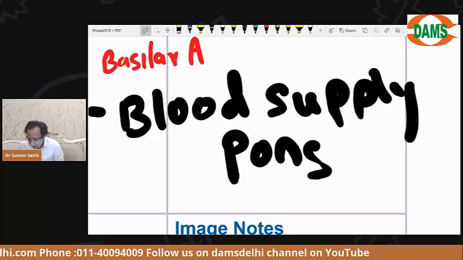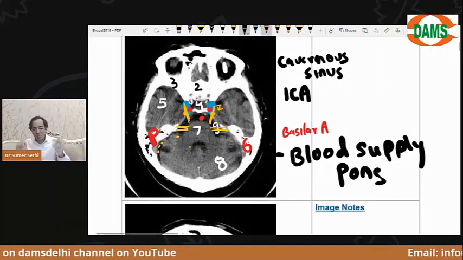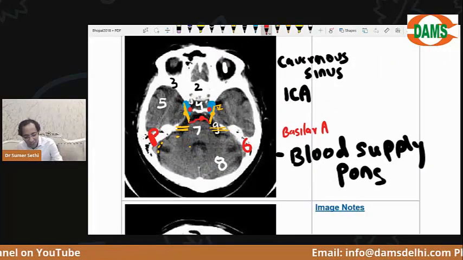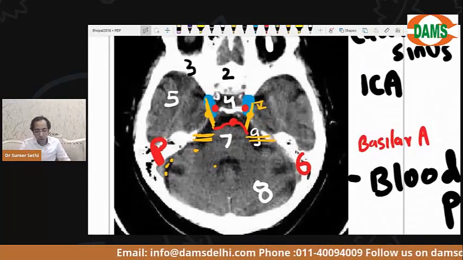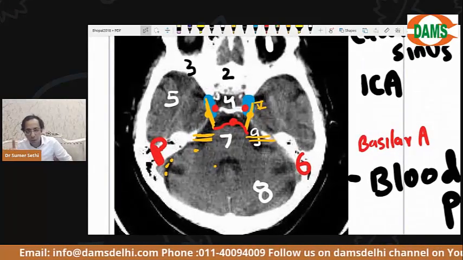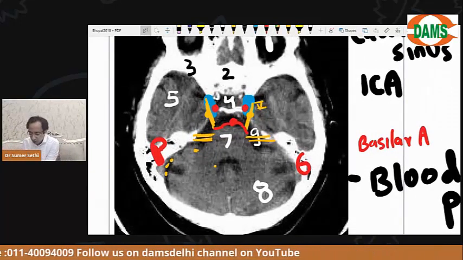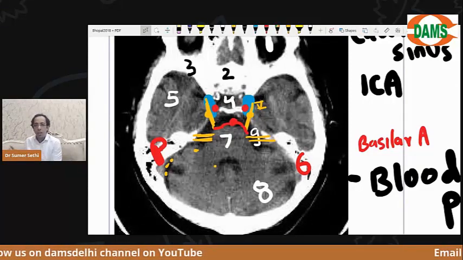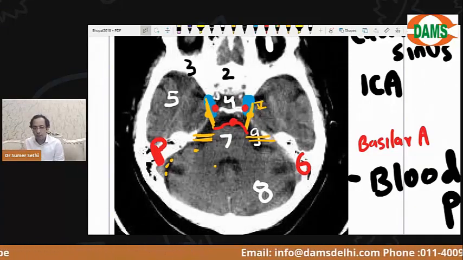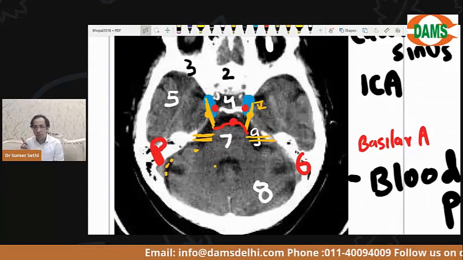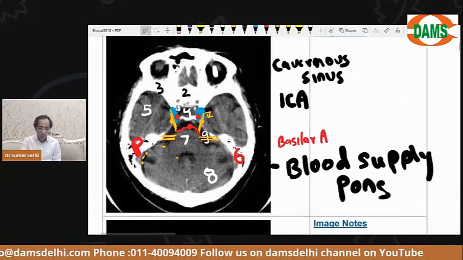Blood supply of the pons has to come from the artery which is near it. So this basilar artery will keep giving these pontine branches, which will give blood supply to the pons. Are you clear? Pons is supplied by the basilar artery. Below the pons, you have a structure called medulla, and medulla is supplied by the vertebral arteries. Always remember, medulla is supplied by the vertebral arteries, pons is supplied by the basilar artery. Everybody clear? Yes, brilliant.